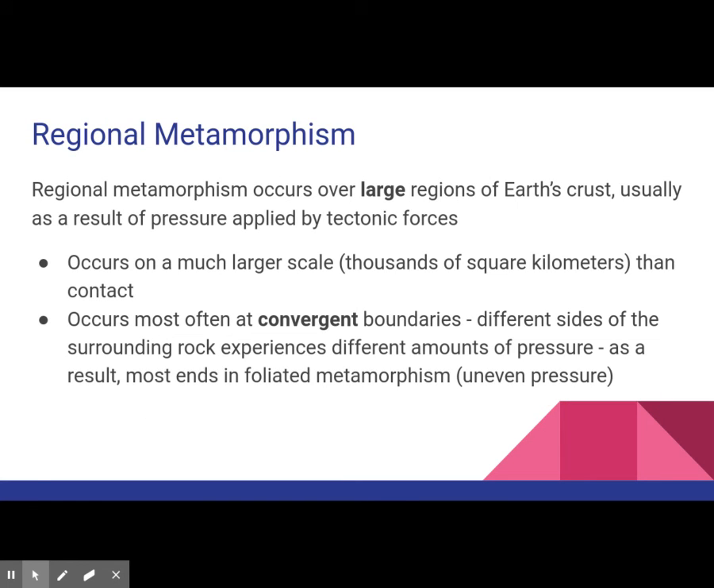So regional, again, this is the one where it's not in contact. This is over a very large area in the Earth's crust, and it's usually a result of tectonic plate movements. So this is a much larger scale change than contact. And it typically is going to occur at your convergent boundaries where you have pressure on each side, and the differing amounts of pressure on each side typically result in a foliated metamorphic rock. So there's uneven pressure on each side of the convergent boundary.